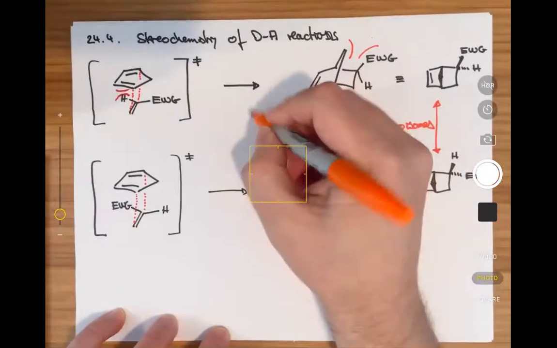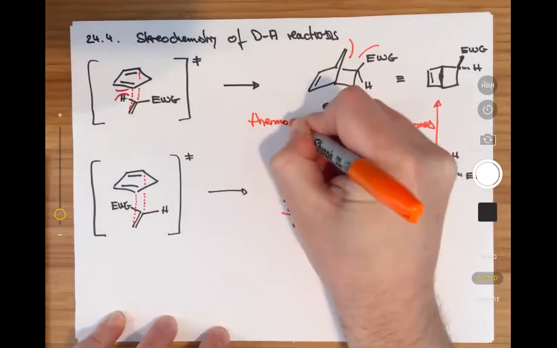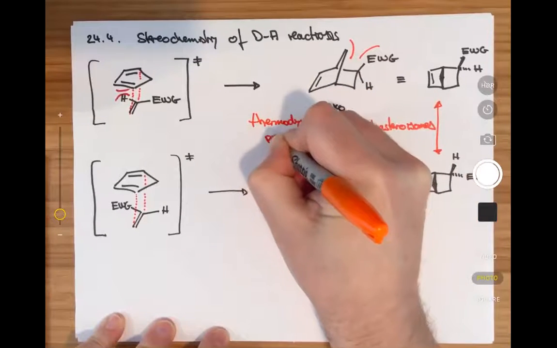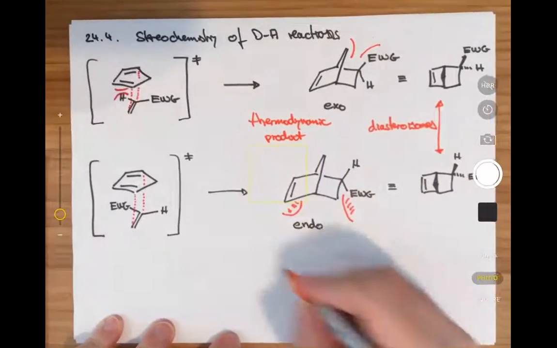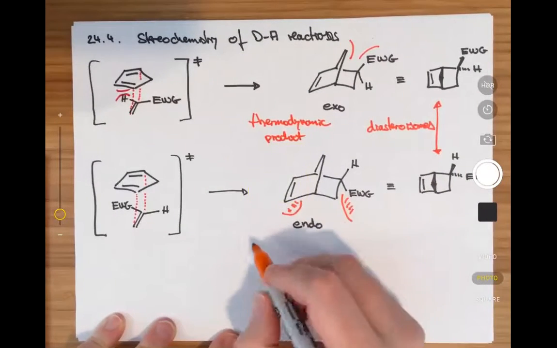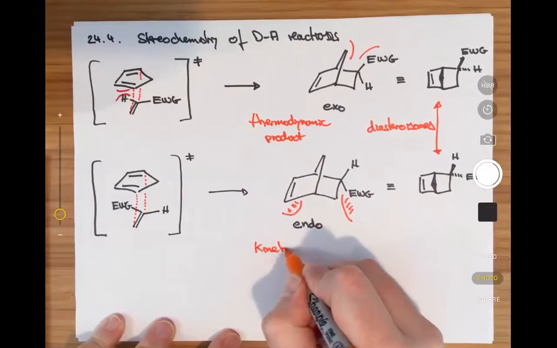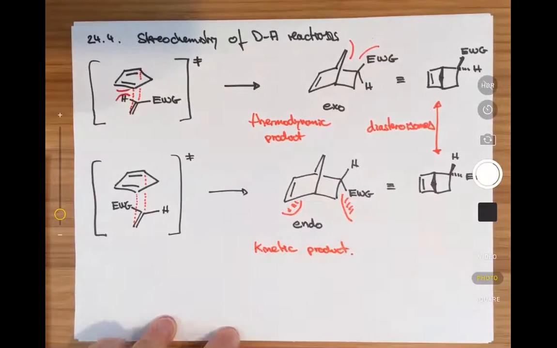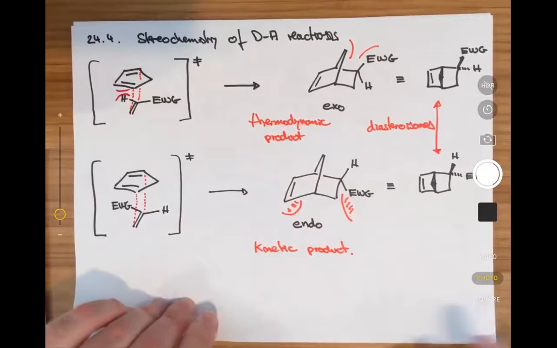So exo is the thermodynamic product, so the more stable product, and the endo product is the one that is formed faster in this reaction. So this is the kinetic product of the reaction. The endo product is formed faster if you run this reaction.